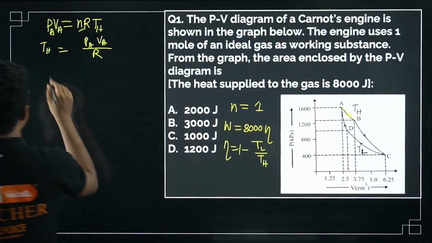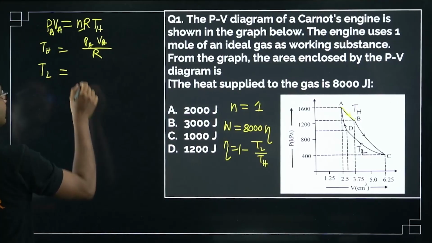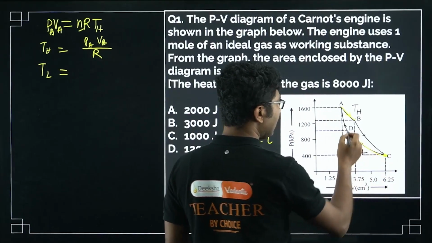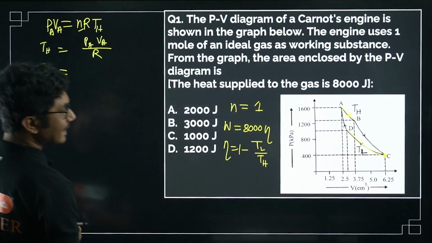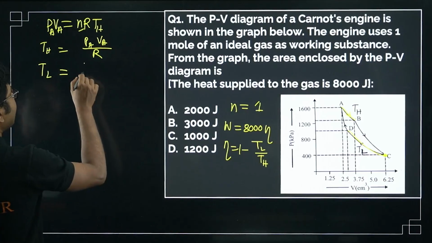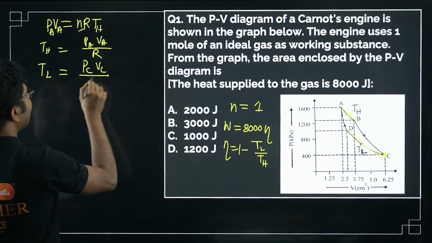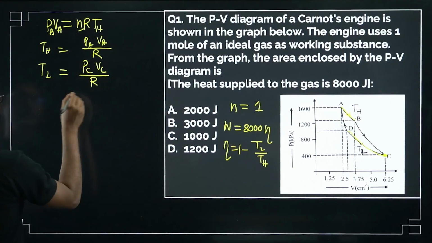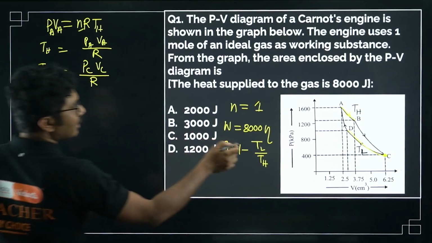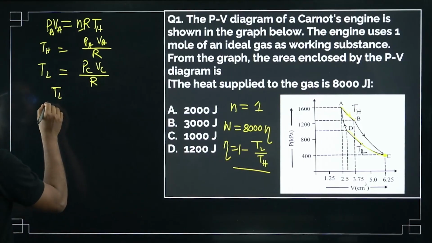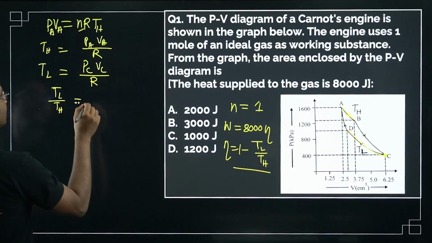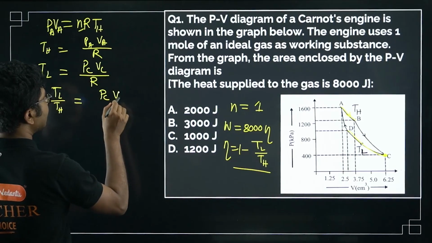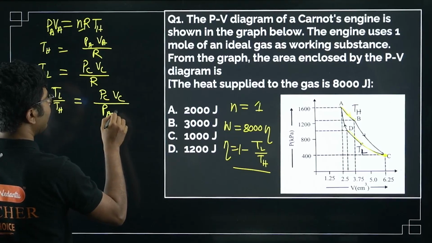Similarly, we can say that TL is at the point C. It is constant from C to D. So TL is basically PC VC by R. Right? Now what is TL by TH? TL by TH is important because this is the formula for efficiency. So TL by TH is equal to PC VC by PA VA.